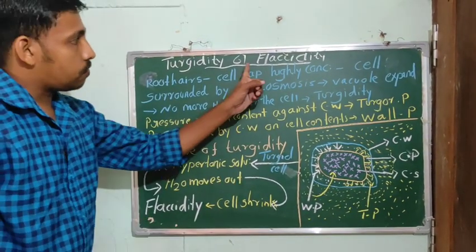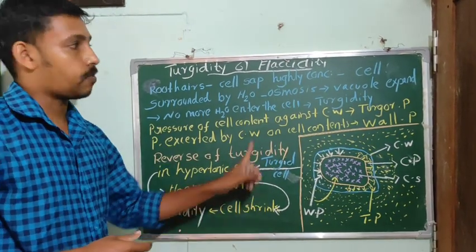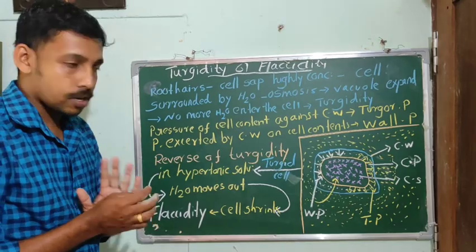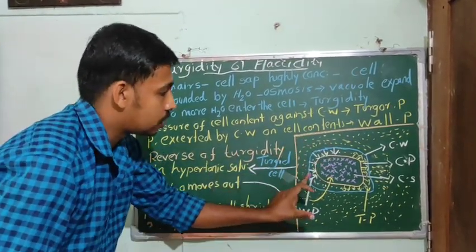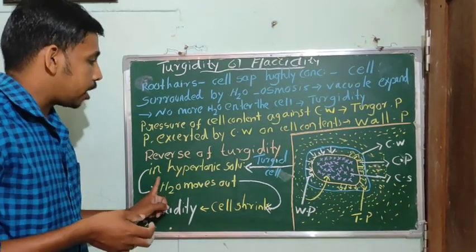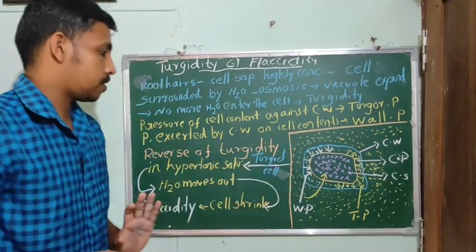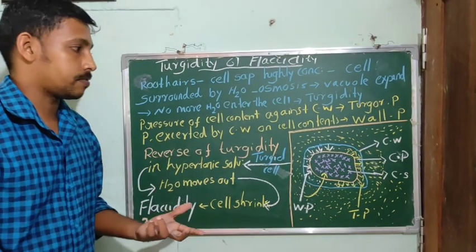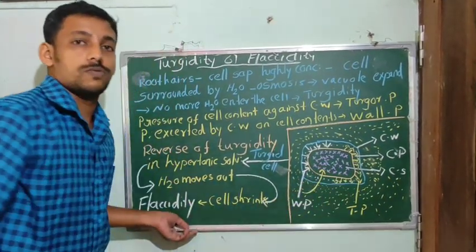Now let's move to flaccidity. It is just a reverse of what? Turgidity. Flaccidity is just a reverse of turgidity. Now, if this turgid cell is placed in a hypertonic solution, what will happen? Exosmosis will take place.